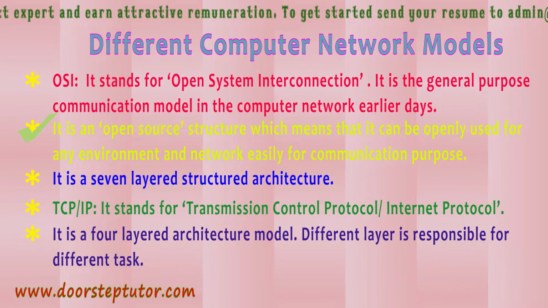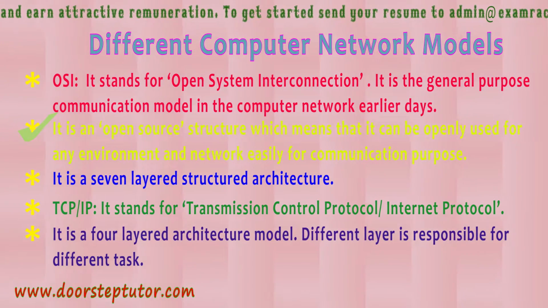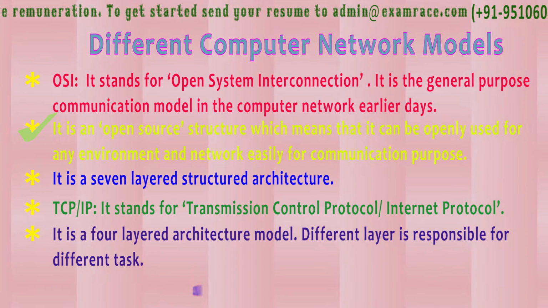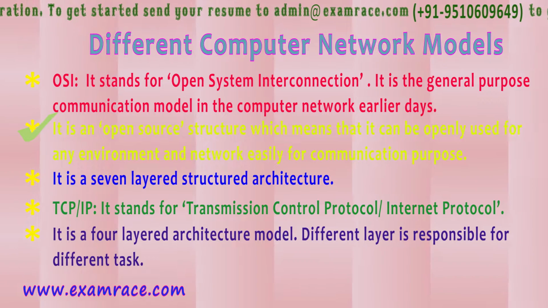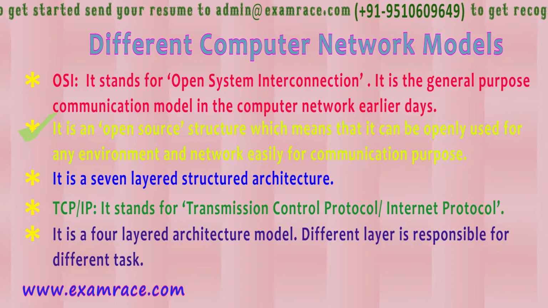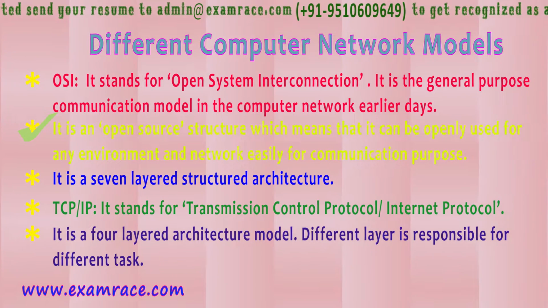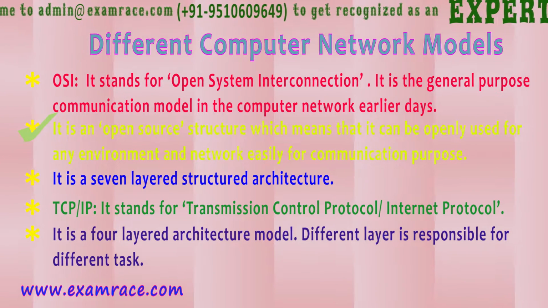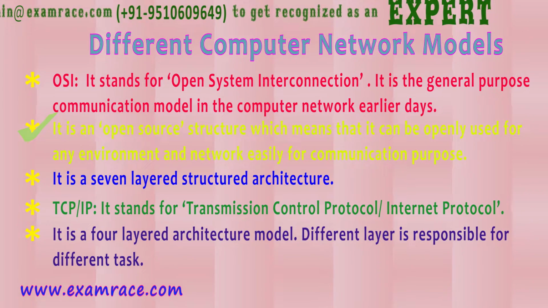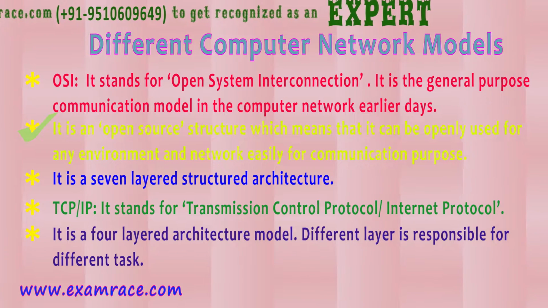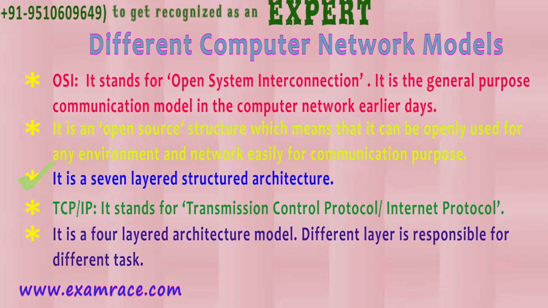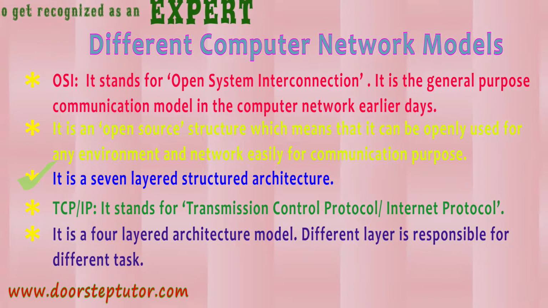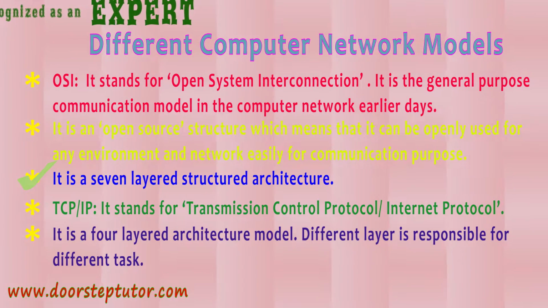The second point under OSI is that it is an open source structure. So what is open source? Open source means that it can be openly used for any environment and network easily for communication purposes. It means that there can be any other platform or protocol working on the other side. On the destination side, there will be compatibility between sender and receiver. So OSI is very open and compatible to work in a communication network. The third point is that it is a 7-layered architecture. It means that OSI has 7 layers, but TCP/IP has 4 layers only.